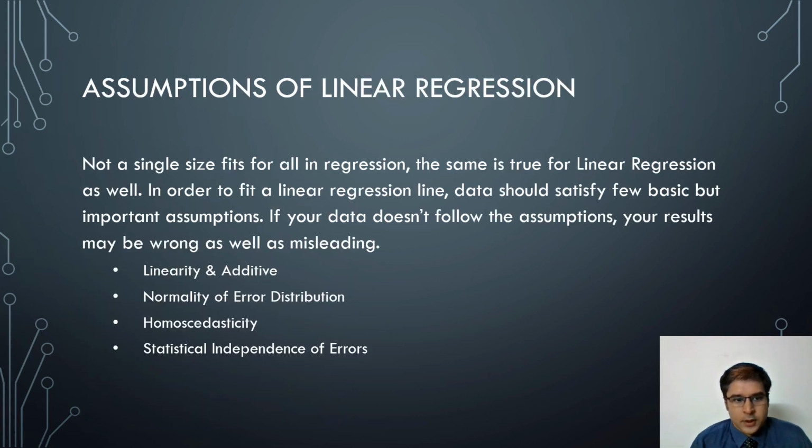Assumptions of linear regression are: not a single size fits all in regression. The same is true for linear regression as well. In order to fit a linear regression line, data should satisfy a few basic but important assumptions. So assumptions have to be made that the model will fit the data on, or the training data on. If your data doesn't follow the assumptions, your results may be wrong as well as misleading. So what are these? Linearity and normality of error distribution, homoscedasticity, and statistical independence of errors. These are the assumptions that we mostly use.